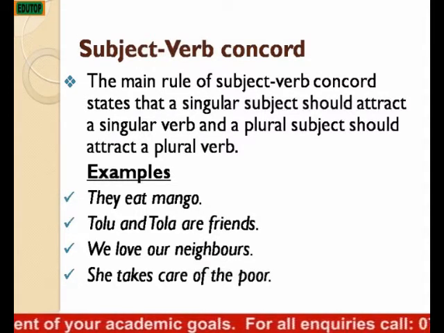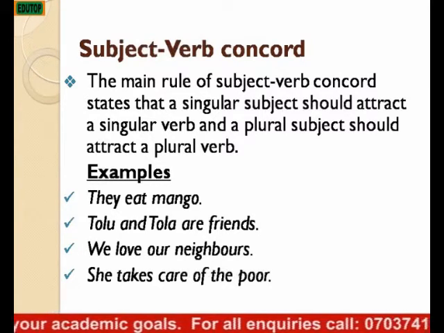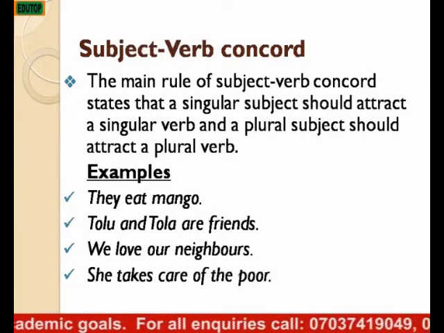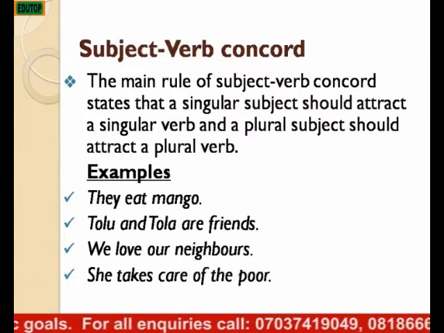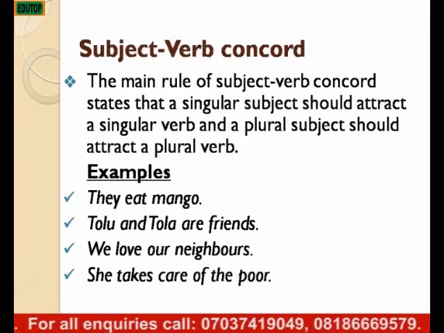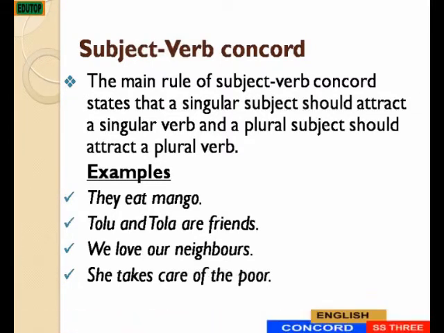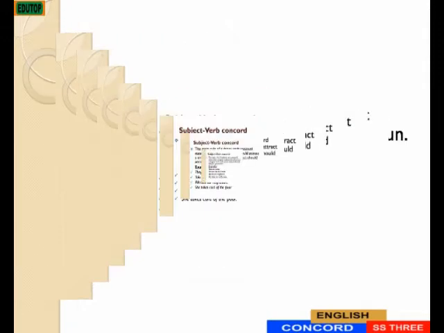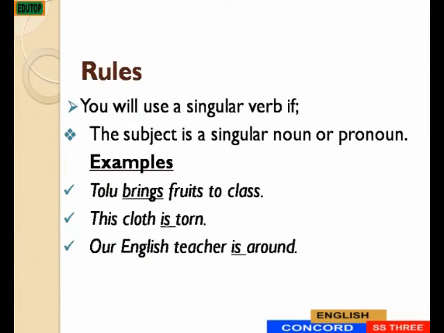Tolu and Tola are friends. Tolu and Tola constitute a plural subject, while we have used are, which is a plural verb, to express their action. We love our neighbors. She takes care of the poor. She in the sentence is a singular noun or a singular subject, and we have used a singular verb, which is takes, for it. Let's see other rules guiding subject-verb concord.